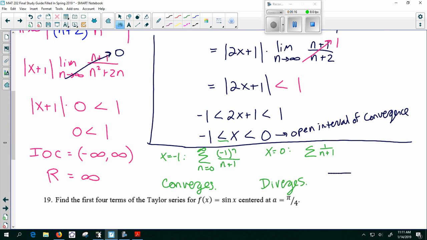So if I draw a picture of this, -1, 0, my interval of convergence looks like this. The center would be at -1/2, which means that my radius, r, is 1/2. Radius of convergence is 1/2.